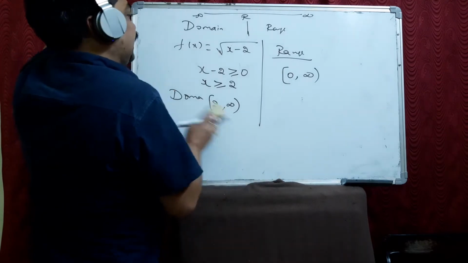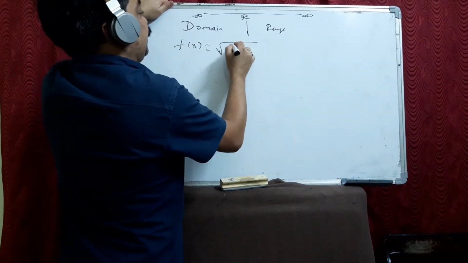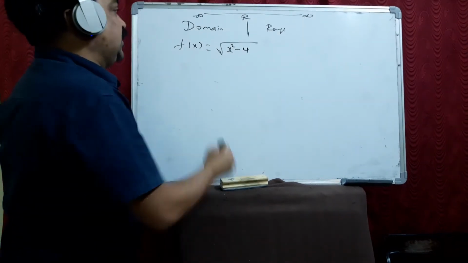Okay? Like this. One more example. Suppose it is something like the square root of (x squared minus 4). What is the domain?